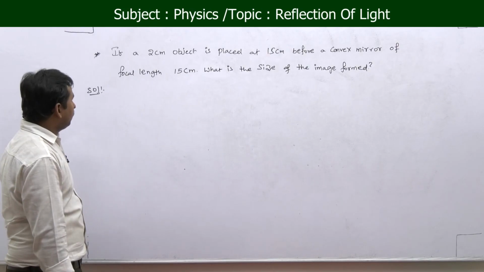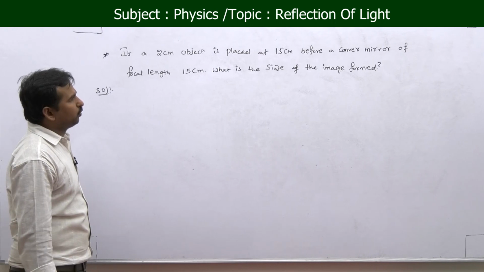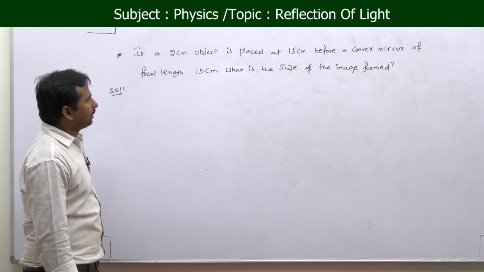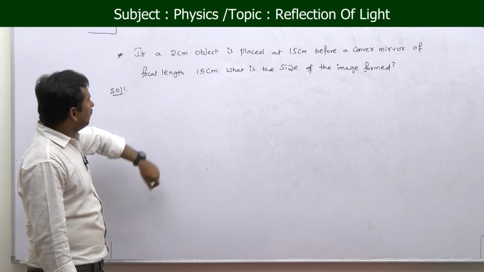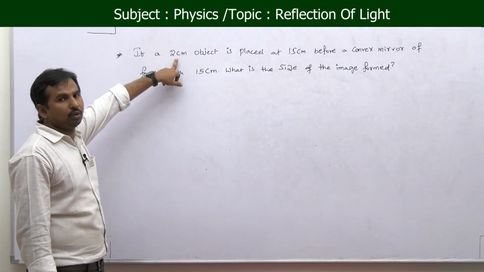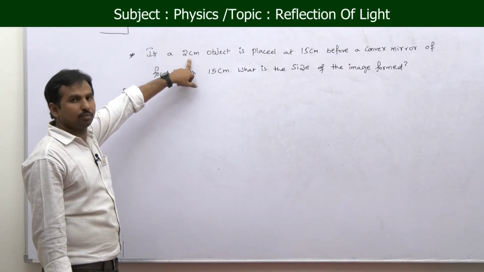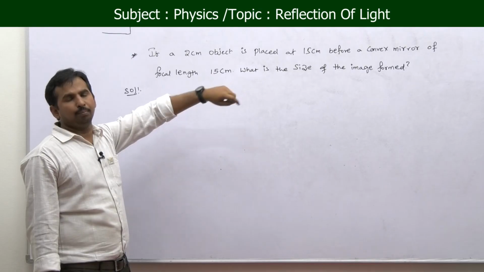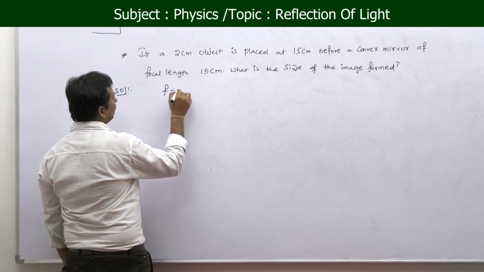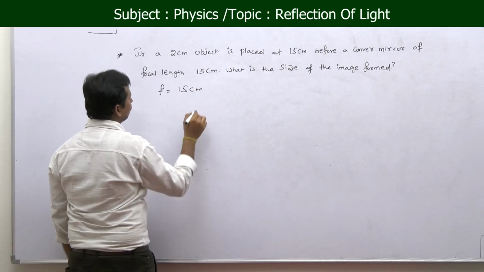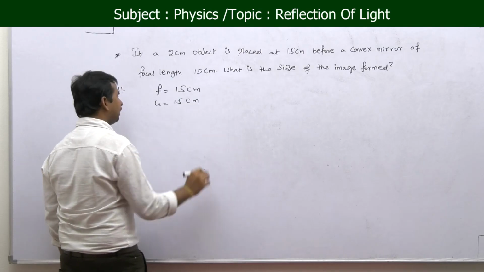See the next model here. If a 2 centimeters object is placed at 15 centimeters before a convex mirror of focal length 15 centimeters, what is the size of the image formed? Here we have a new thing, that is, the height of the object is also given in this problem. So we again have to find the magnification, but in the given data, the focal length is 15 centimeters for the convex mirror and the object distance is also 15 centimeters.